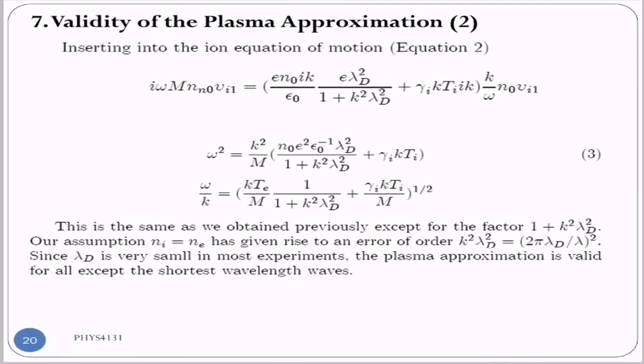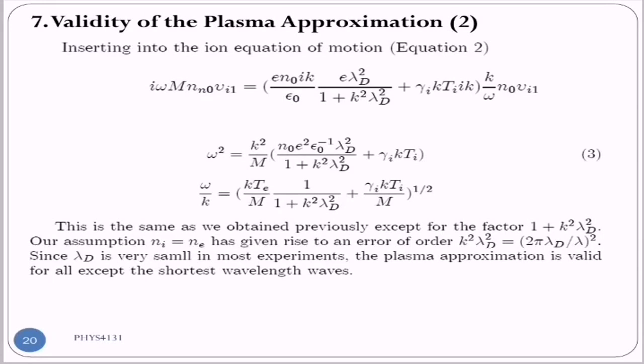Our assumption Ni equal to Ne has given rise to an error of order k squared lambda D squared equal to (2 pi lambda D over lambda) squared. Since lambda D is very small in most experiments, the plasma approximation is valid for all except the shortest wavelength waves. Therefore, we can say that the plasma approximation is valid for all except the shortest wavelength waves.